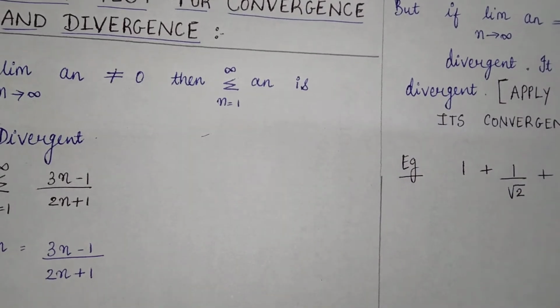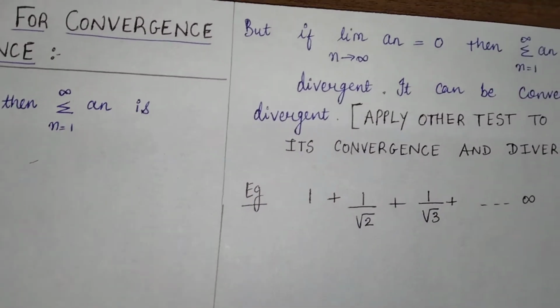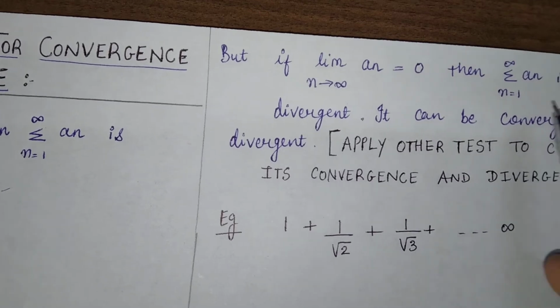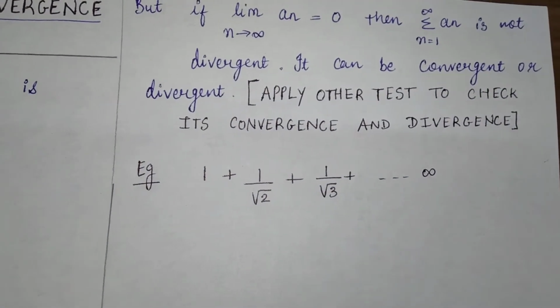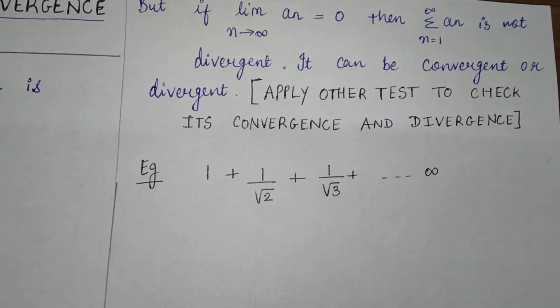That is not true. If you get answer 0, then it can be convergent or divergent. It can be anything. And then you have to apply any other test to check its convergency or divergency.